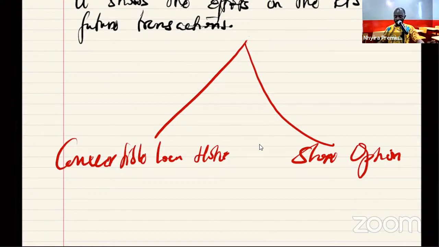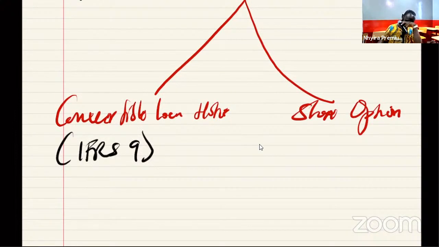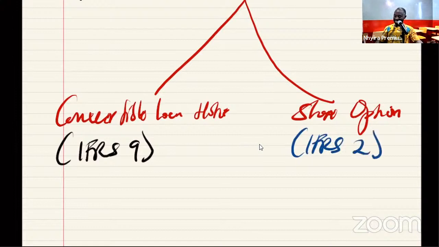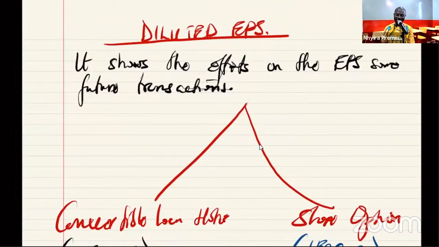So two things generally that are going to be happening: convertible loan notes, which, you know this already, will be accounted for in accordance with IFRS 9, and then the share option will be accounted for in accordance with IFRS 2, share-based payments. Now, we are not doing these standards here. All we are doing is to look at the effect of these on the earnings per share of the company. So when there is a convertible loan note, how does that affect the earnings per share of the company?